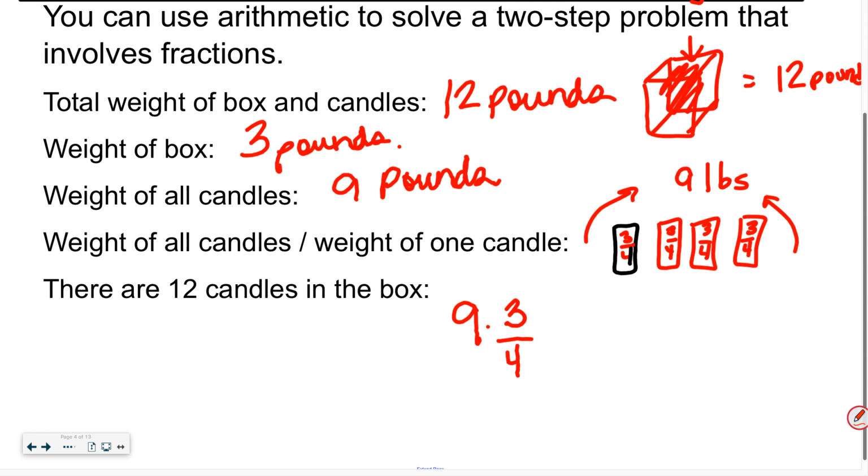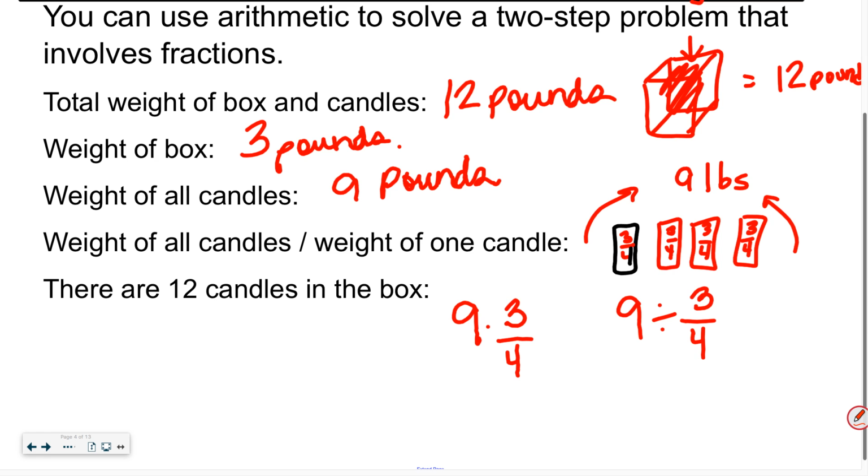So think about the wording this way. If I take that 9 pounds and I break it up into 3/4, I would know how many candles there are. What operation is that? Yeah, I could divide. If I divide, I'm going to take this 9 and divide it by the 3/4 so that I'm figuring out how many 3/4 are in 9. Could you tell me how many 3/4 are in 9?